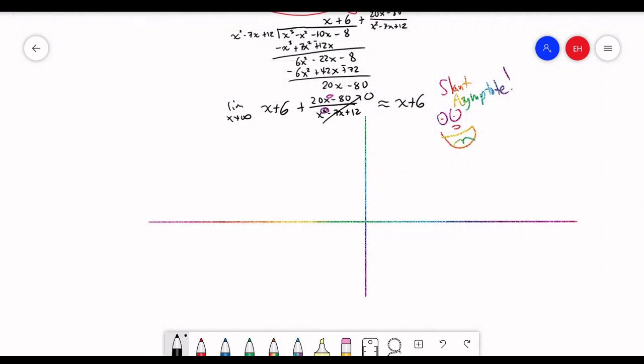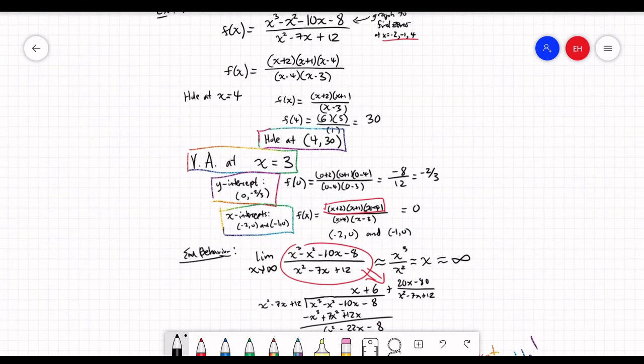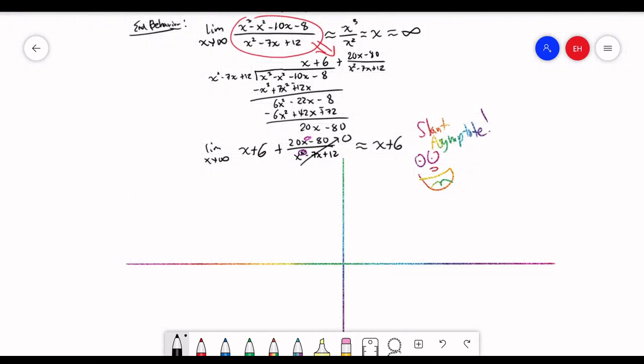All right, so now I just have to put all this information on the graph. Here we go. We have the hole at (4, 30). It doesn't matter what order you put this information in, by the way. Whatever you want to do in terms of putting it on the graph. I'm too lazy to count out 30, so there, 30 is up there. So we have a hole at (4, 30). I'll draw that in. There's the hole at the point (4, 30).